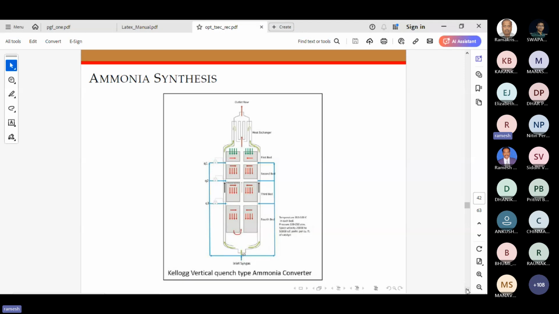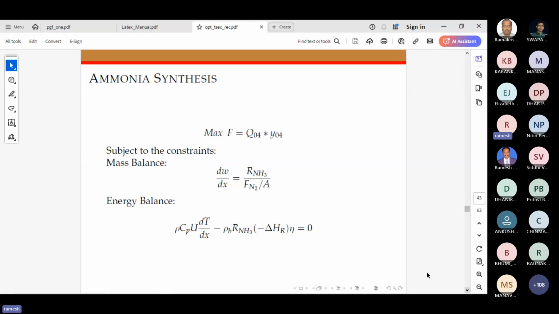So these are the reactions. So this is your objective function. Maximize F, that is equal to the final product flow rate times the mole fraction of ammonia. This is what we need to maximize. And then the mass balance equations are given by these differential equations. The energy balance is given by this differential equation across each bed.